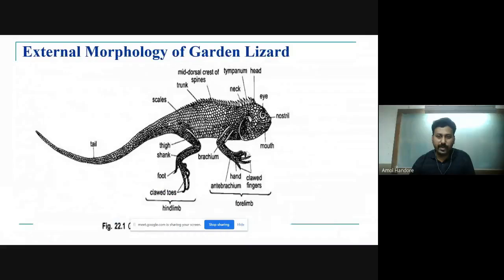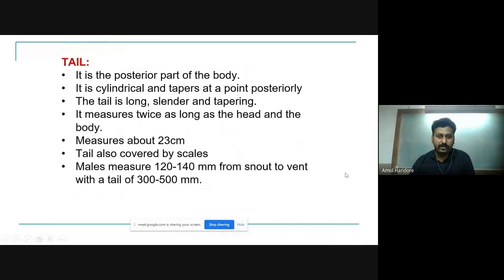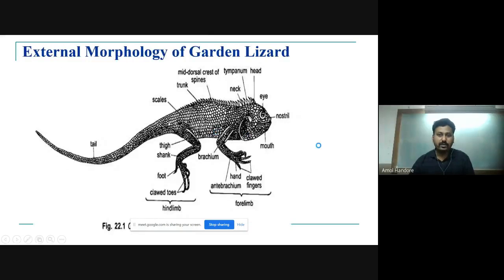Then we understood forelimbs. The forelimbs are made up of brachium, antebrachium, then the palm and the digits, which are clawed. Then the hind limbs, which are made up of the thigh, shank, and the palm, which comprises tarsals and metatarsals, which end into the clawed toes. And finally, we studied the tail, which is the largest part of the body, and in adult Calotes, it can measure up to 23 centimeter. It can be twice as long as the body size from snout to the tip of the trunk. So with this, we conclude today's lecture.